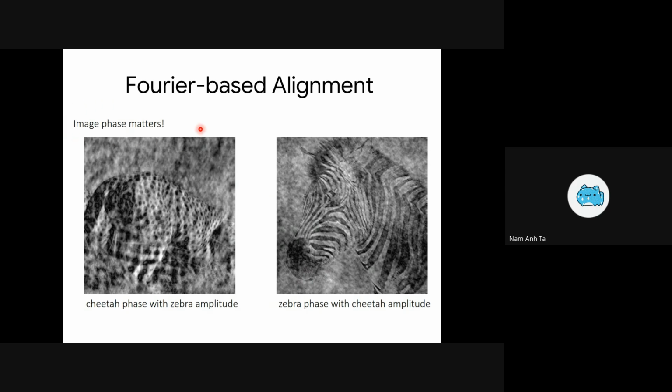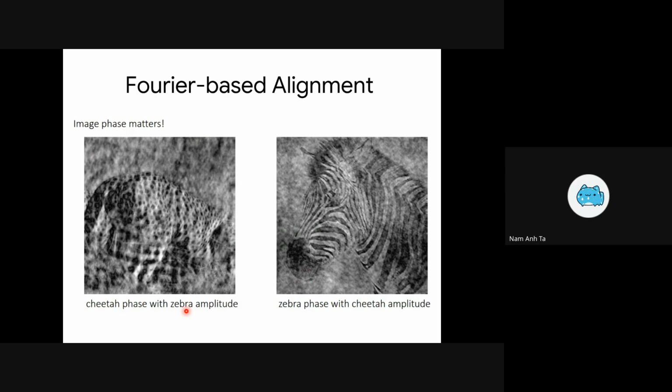I just mentioned that the image phase matters, right? So why? Look at the image on the left. In this image, we took the amplitude of the zebra but kept the phase from the cheetah. Sorry, so we take the amplitude from the zebra and the phase from the cheetah. So the energy distribution belongs to the zebra, right? But your eyes, even my own eyes, still see that this is a cheetah.